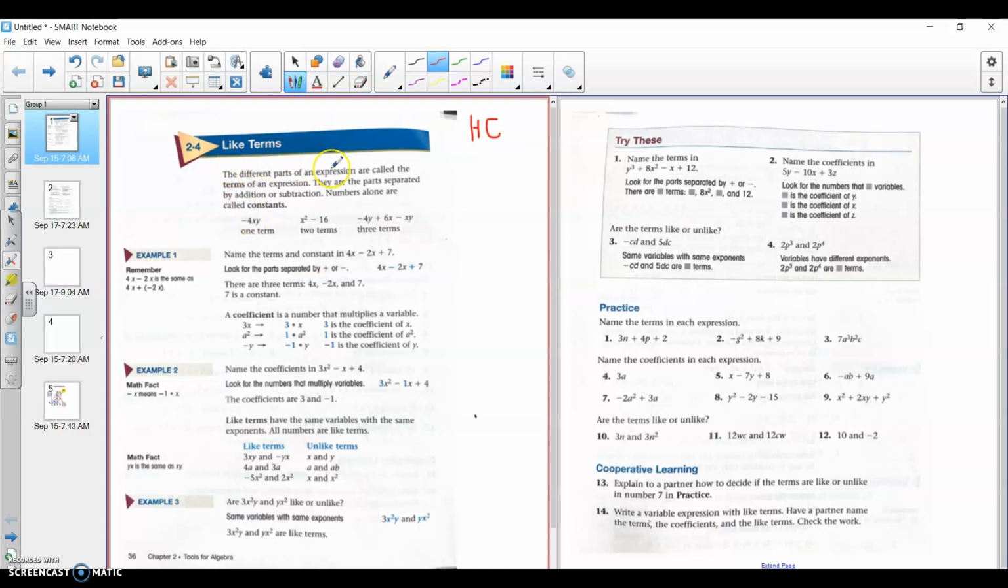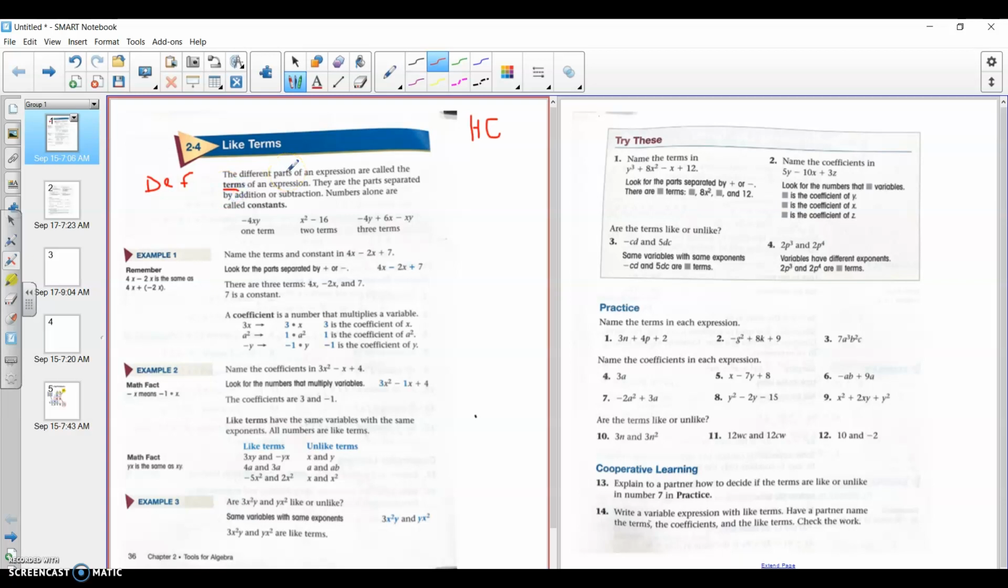The different parts of an expression are called the terms of an expression. They are the parts separated by addition or subtraction. Numbers alone are called constants. So we have some definitions here for you to do. So I'm going to put the word, well, I'll abbreviate it, D, E, F. I'm sorry about my D there because I'm doing this by a mouse and it's not always the easiest there. So let's look at the word terms here.